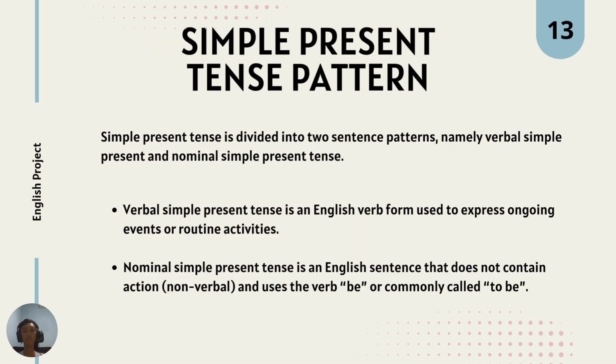And then page 13, simple present tense pattern. Simple present tense is divided into two sentence patterns, namely verbal simple present and nominal simple present tense. Verbal simple present tense is an English verb form used to express ongoing events or routine activities. Nominal simple present tense is an English sentence that does not contain action, or is non-verbal, and uses the verb be, or commonly called to be.